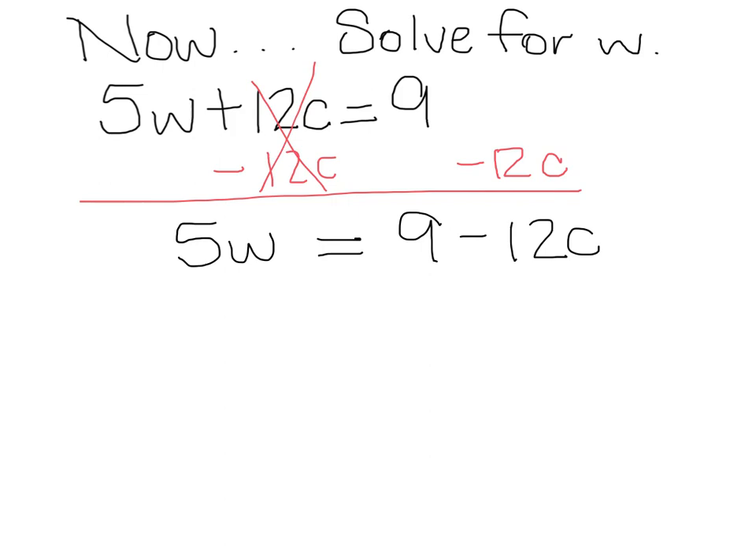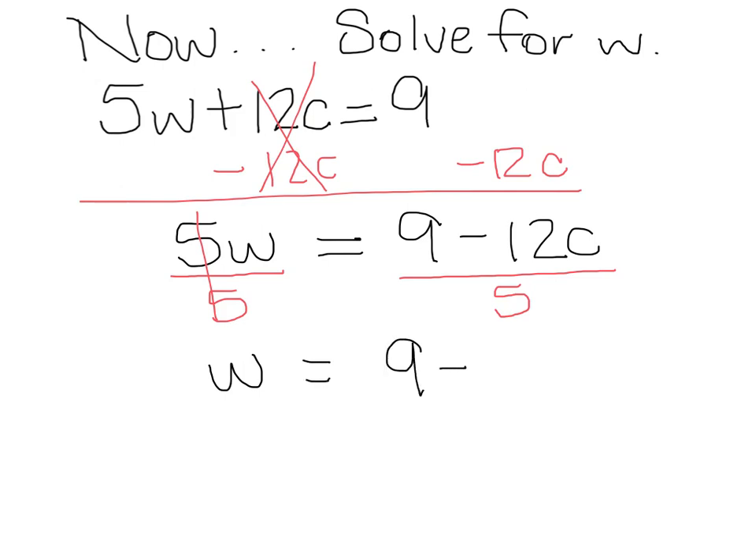Solving for W, I am left with the operation of multiplication, just like I was in the other problems. And in the other problems, the opposite of multiplication is division. So I'm going to divide the whole thing on the right, both terms on the right, your constant and your variable term, by 5. My 5 divides itself out on the left side, and I'm left with W equals 9 minus 12C divided by 5.